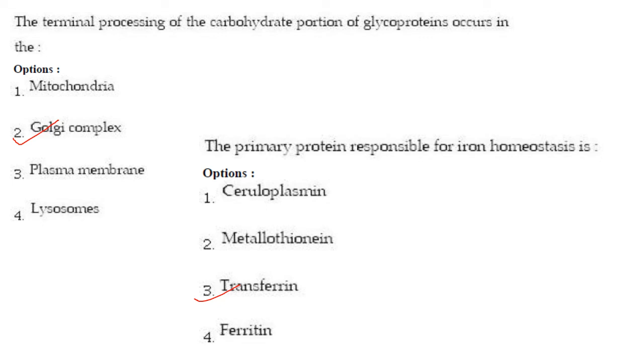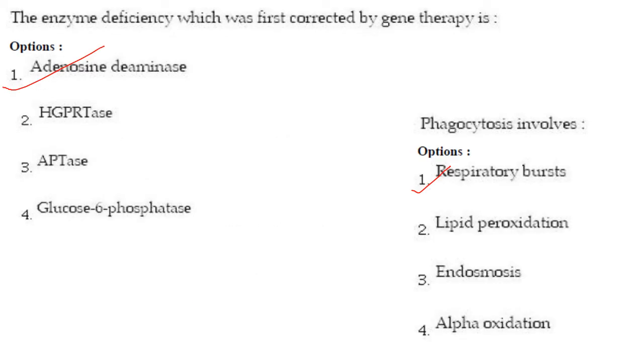Next one, the primary protein responsible for iron homeostasis is option 1, ceruloplasmin, 2, metallothionein, 3, transferrin, 4, ferritin. Answer is option 3, transferrin. Next one, the enzyme deficiency which was first corrected by gene therapy is option 1, adenosine deaminase, 2, HGPRTase, 3, APRTase, 4, glucose 6-phosphatase. Answer is option 1, adenosine deaminase.